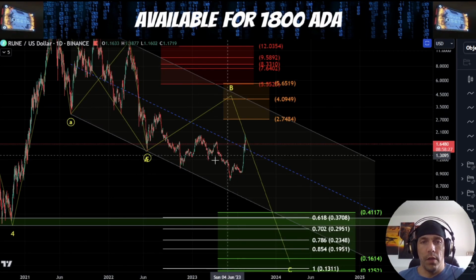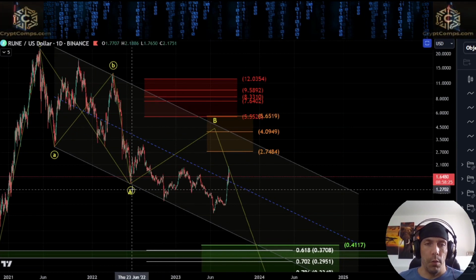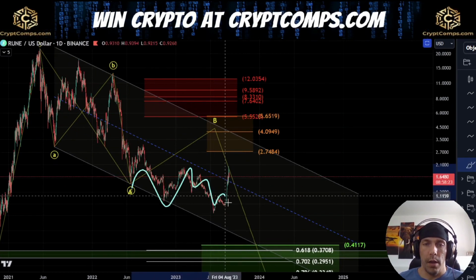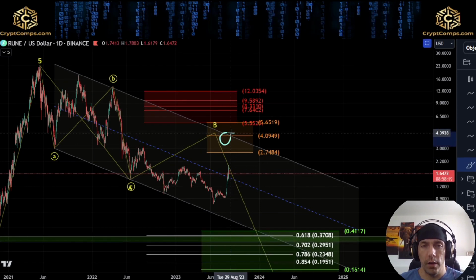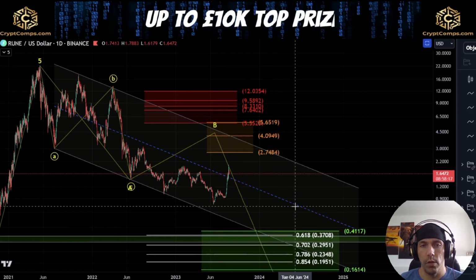Now, what this would mean is that if we do get a bigger flat correction here, where we get this as 3, 3, and 1, 2, 3, 4, 5, what we could then see is an interaction here with this channel again before seeing continuation to the downside.